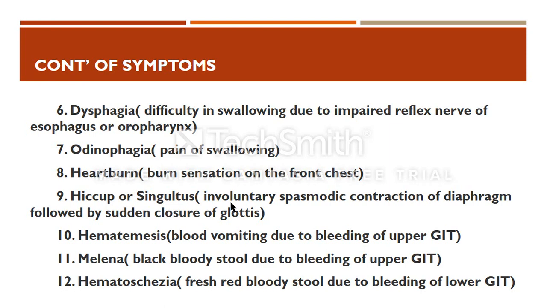We can have hematemesis, blood vomiting due to bleeding of the upper GIT. We have different parts, the upper and lower GIT. So if there is bleeding in the upper GIT, you will have what you call hematemesis. We have melena. Melena is black bloody stool due to bleeding of the upper GIT. Yes, of course, it is black blood. We have hematochezia, which is fresh bloody stool due to bleeding of the lower GIT. This is bloody stool. It is in contrast to melena. Melena is just from bleeding of the upper GIT, but hematochezia is from the lower.